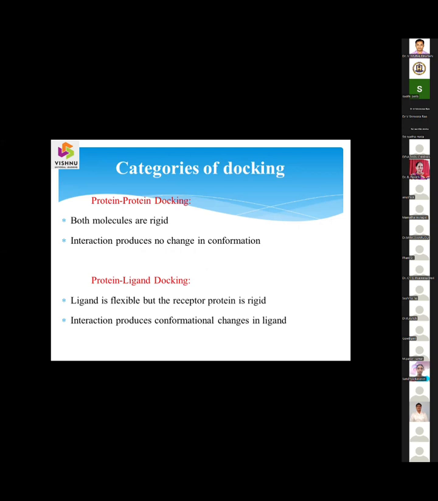In the categories of docking, we have protein-protein docking. Both molecules are rigid. The interaction produces no change in the conformation because the proteins are very rigid, so we cannot have a change in conformation in protein-protein docking. Protein-ligand docking: in protein-ligand docking, the ligand, or the drug candidate, is flexible, but the receptor protein is rigid. Always remember the receptor protein is rigid, so it cannot change its conformation. Only the ligand molecule is flexible in protein-ligand docking, so the ligand can change its conformation. The interaction produces a conformation change in the ligand.